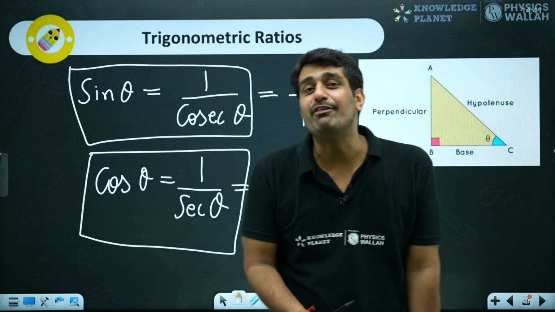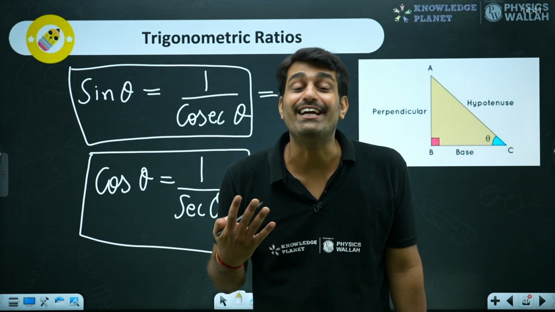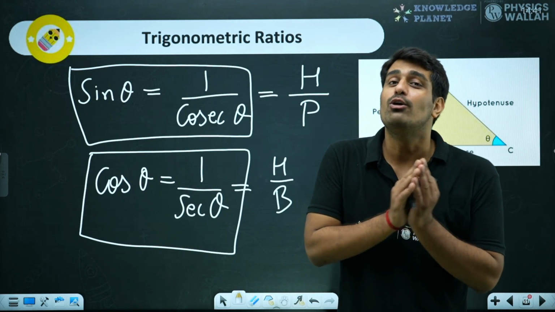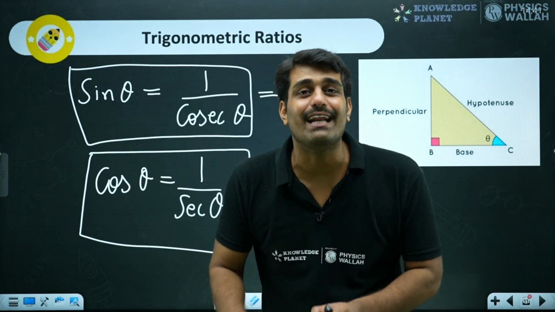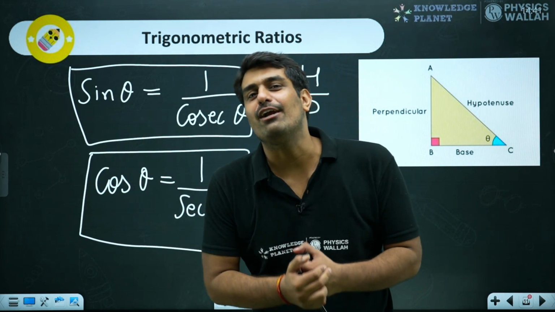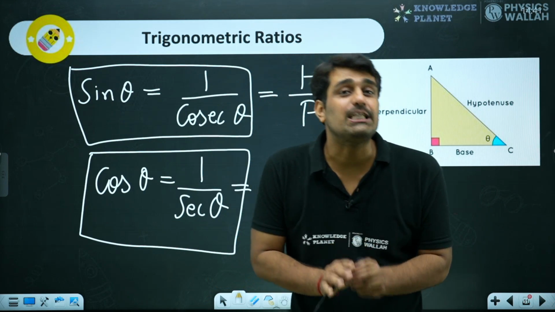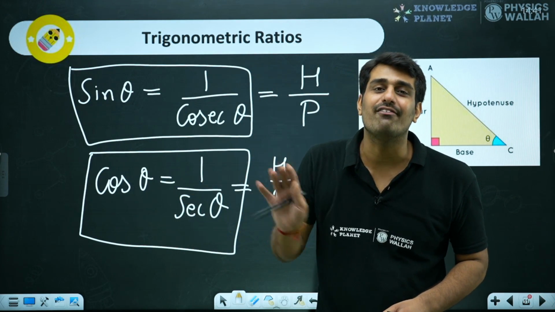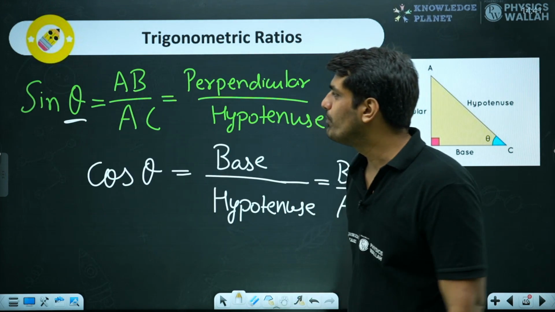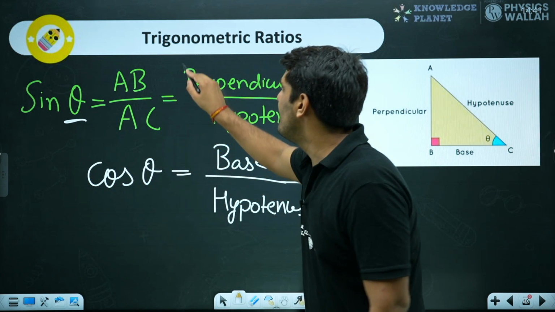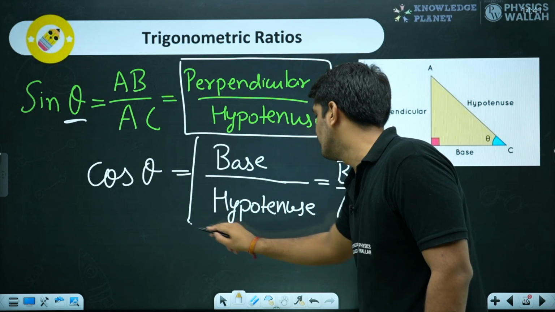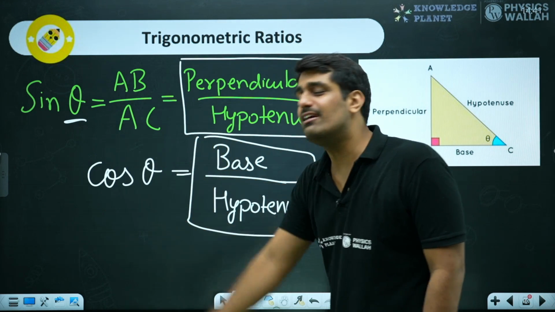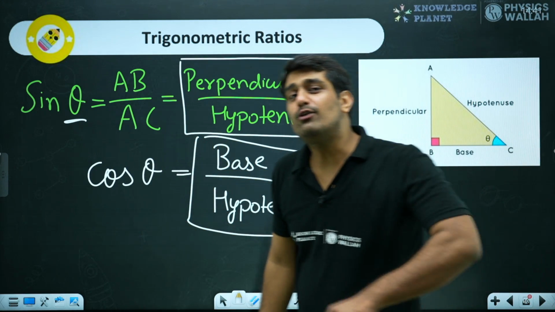How many ratios have we talked about till now? We have talked about in total 4 ratios, but still 2 are left. The next 2 will be derived from the same sine theta and cos theta. But till now, I expect that these 4 are very, very clear. First, these 2: sine theta being perpendicular upon hypotenuse, and cos theta being base upon hypotenuse. Fair enough. Next, what are the 2 ratios left, sir?